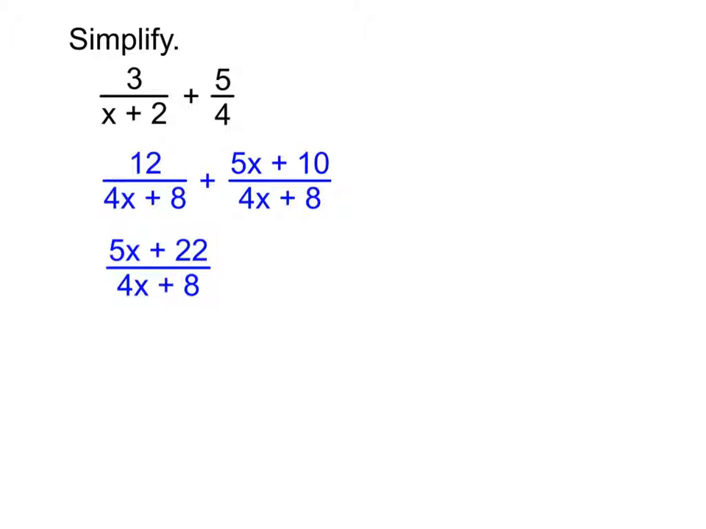And yes, that is our final answer because it doesn't reduce at all from there. We could potentially divide the 22, 4, and 8 by 2, but not the 5. That's why it's not reducible. There's nothing we can take out of every single term.